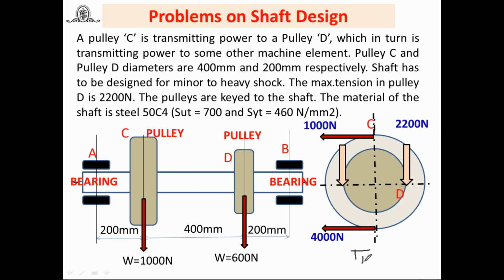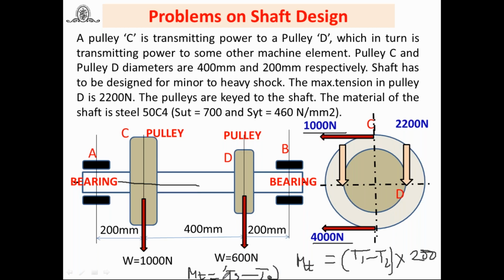Here, look at this: T1 minus T2 into the radius of pulley C, which is 200. T1 is given as 4000, and T2 is this. You will get MT, the torque or twisting moment. And this MT, I am going to write the same for pulley D, because they are on the same shaft. For pulley D, MT is equal to T3 minus T4 into the radius of pulley D, which is 100. T3 is given as 2200. MT you will get from this equation, and you can find out T4.